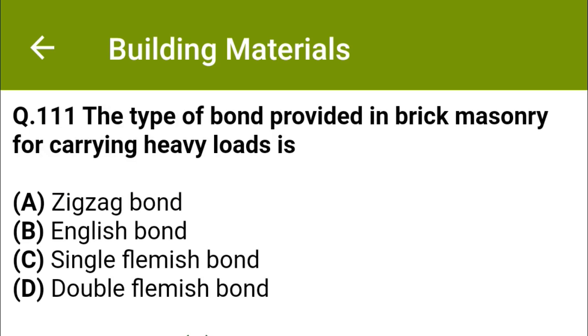The type of bond provided in brick masonry for carrying heavy loads is: option A zigzag bond, option B English bond, option C single Flemish bond, option D double Flemish bond. The correct answer is option B, English bond.